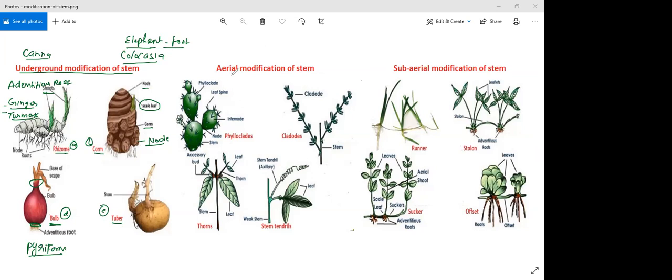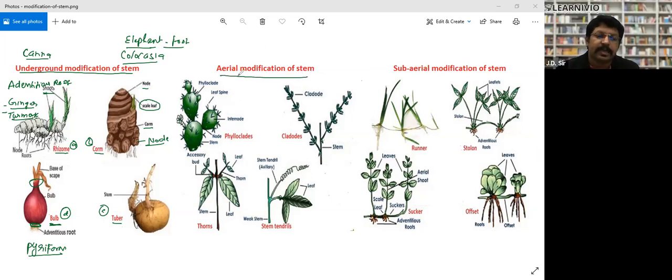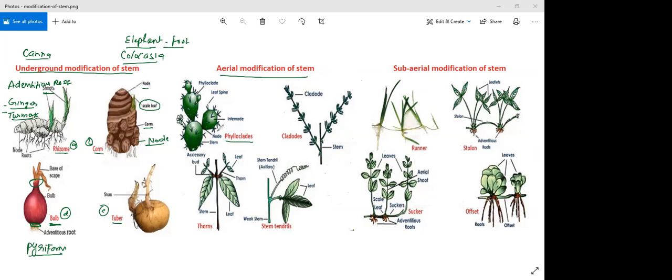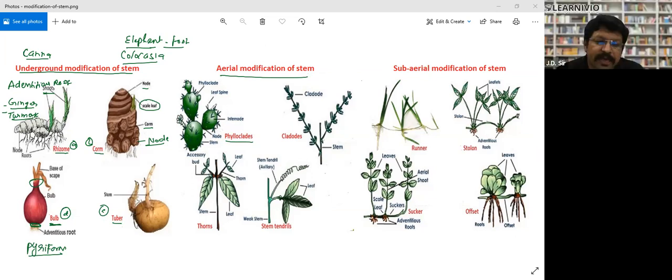Great. The second heading is aerial modification of stem. The first example is phylloclad. Actually, this is Opuntia, a cactus. Have you seen that? Yes, sir. These green parts of the cactus are actually not leaves, they are stem. Leaves are modified into spines to reduce transpiration, or loss of water.